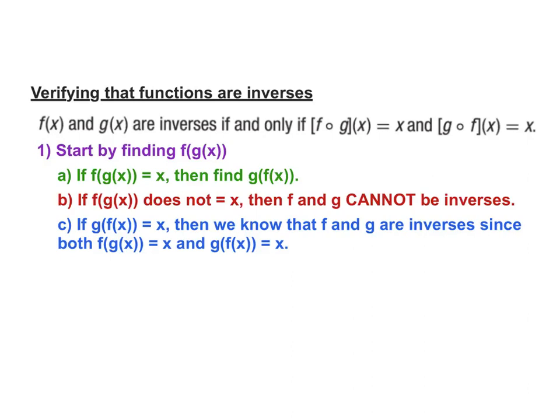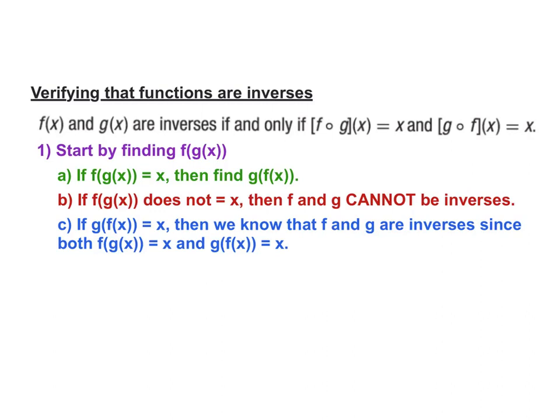Okay, and so the other option is if f of g of x does equal x, and then we go ahead and find g of f of x, and g of f of x does also equal x, then we know that they're both inverses.